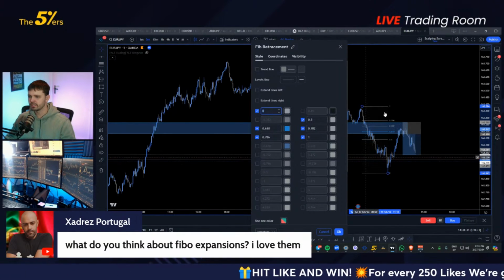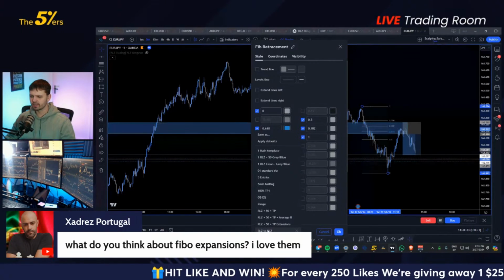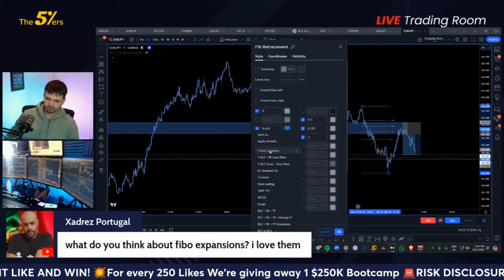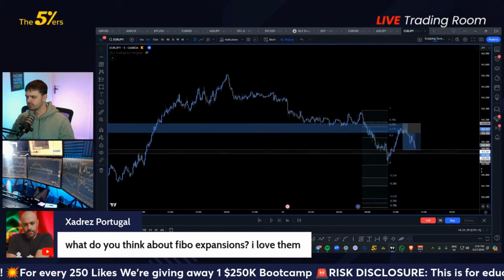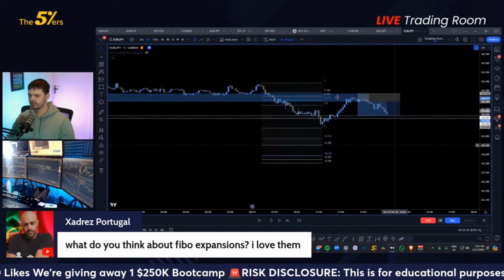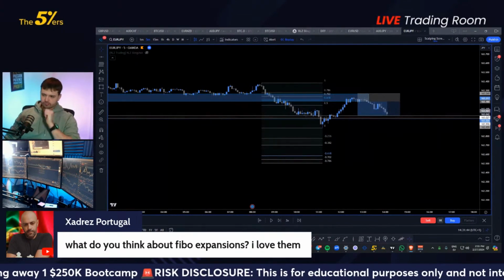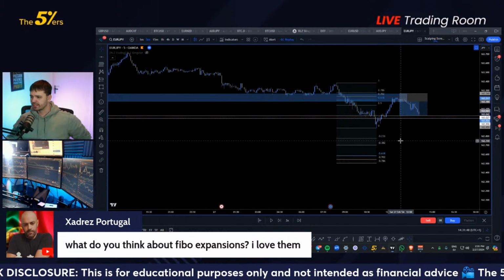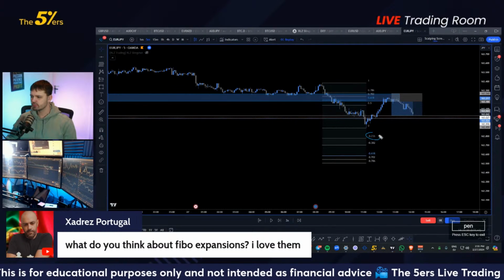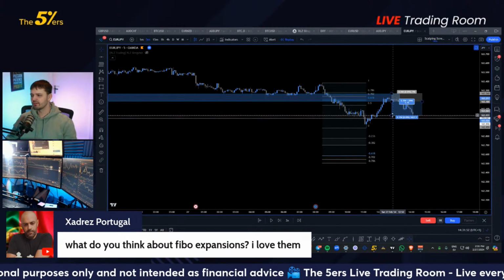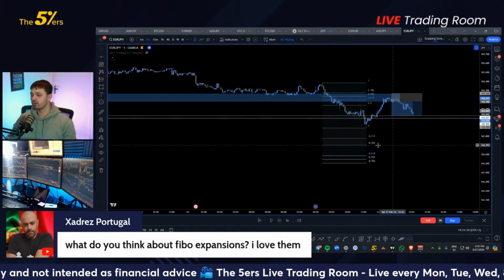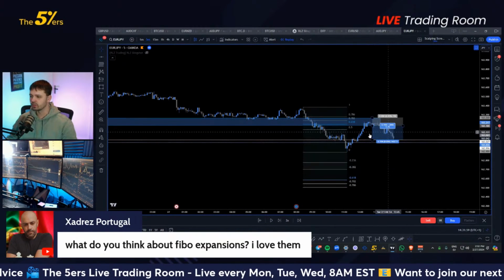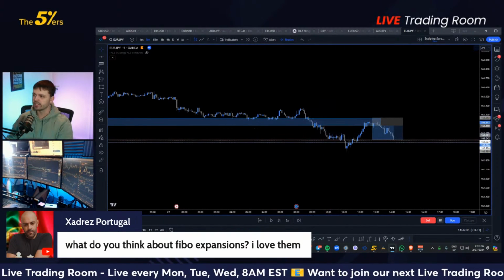We can put on this template where I basically have some of the extensions on here. And if you're looking for targets lower, so for example, maybe you want to take profits at the minus 0.236 right here, these fib levels can sometimes act as really good profit targets as well. So the extensions of these are very, very good to use as targets as well.